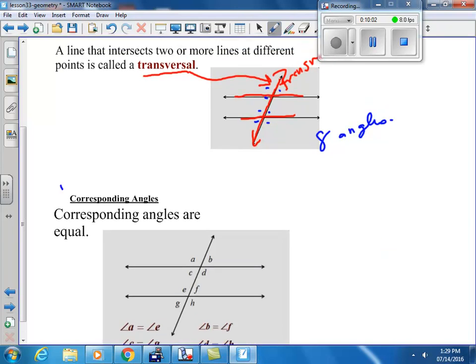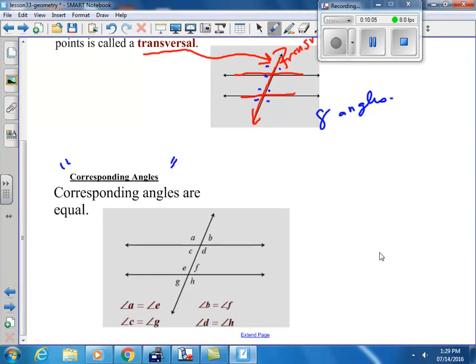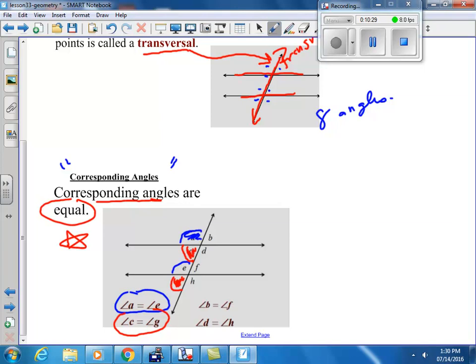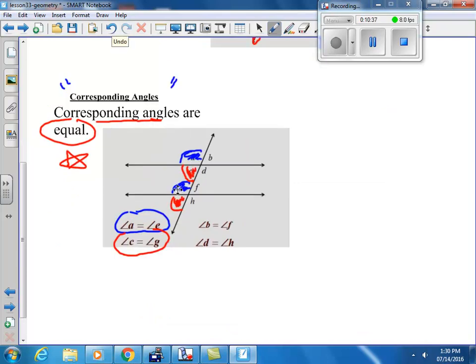So let's see. Corresponding angles. Here we name pairs of corresponding angles. A and E are corresponding. And just take note of what that looks like in your own mind. C and G are corresponding. And if they're corresponding, they're equal. And that's big. So that means whatever angle C is, so too is angle G. And whatever angle A is, so too is angle E, etc. And we have that mapped out here. Hold that in mind, what corresponding angles look like.